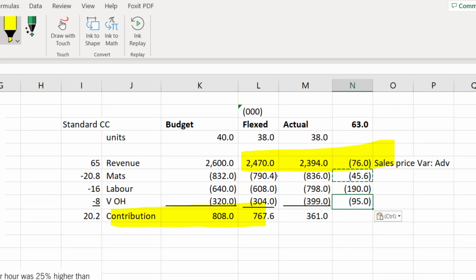And boy, this company has nothing but bad news. So when we look at the materials line, when we produce 38, we should spend 790.4. We did spend 836. So we see that the total materials is also adverse. We see that the total labor variance is also adverse. They should have spent 608. They did spend 798. Likewise for the variable overhead variances.